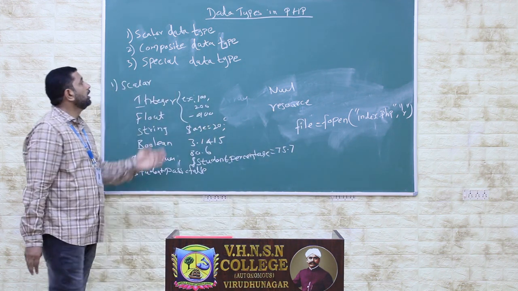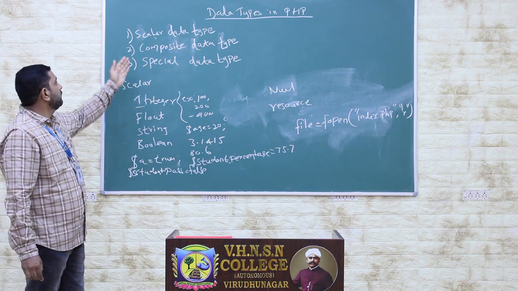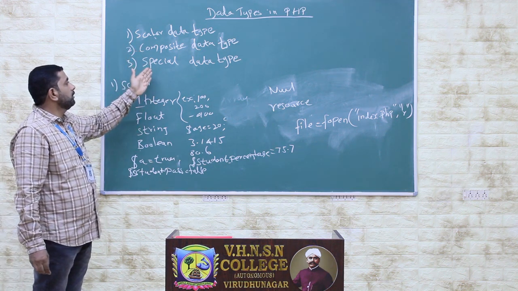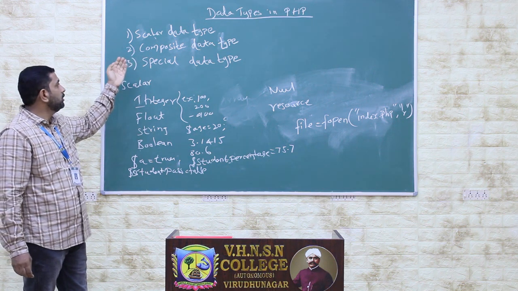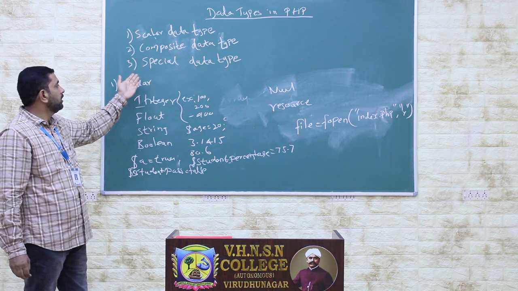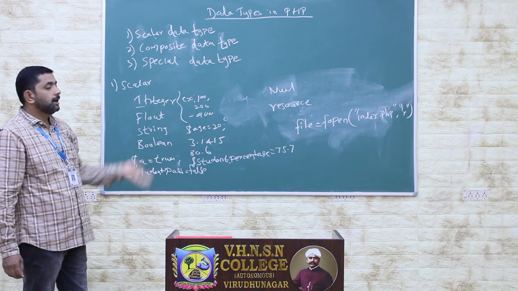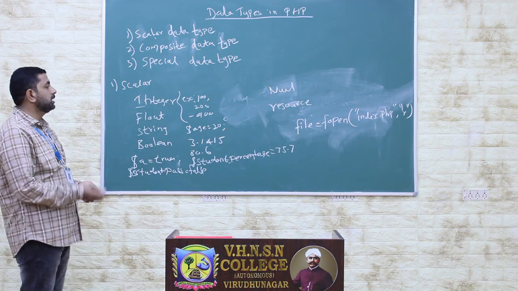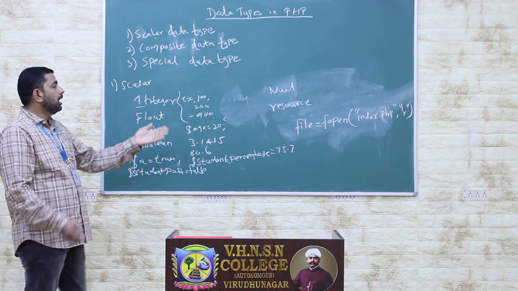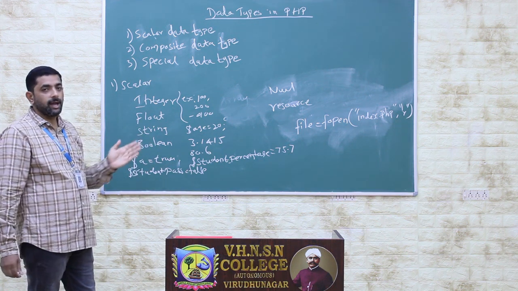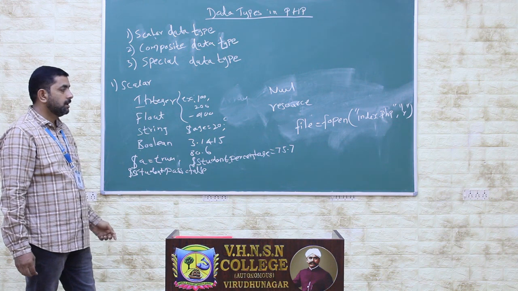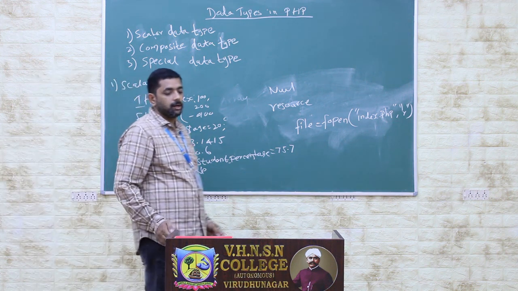So finally, data types in PHP consist of scalar data types, composite data types, and special data types. Scalar data types contain a single value, and composite data types hold multiple values. Null and resource are considered special data types. Null is empty, and resource we can link to an external resource. It acts as a reference for the external resource. So that's all about data types in PHP.